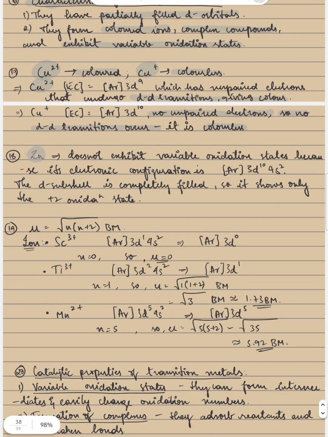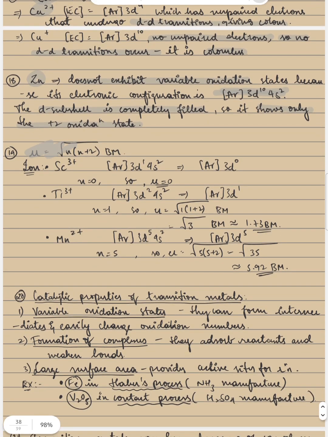Simple. Zinc does not exhibit variable oxidation state because of its electronic configuration. The d subshell is completely filled, so it shows only +2 oxidation state. It is showing an oxidation state, but it is not showing variable oxidation state more than 2.